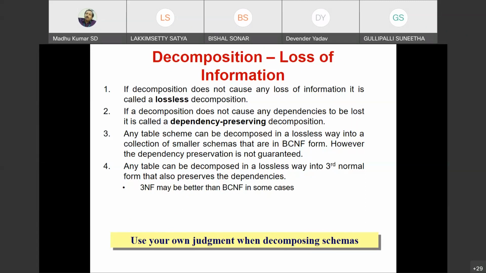So there are lossy decompositions and non-loss decompositions. When you say non-loss decomposition, it means that none of the data should be lost and none of the functional dependencies should be lost. In some cases, when you go for normalization by decomposing the table, you may lose some functional dependencies. That will be losing the meaning of the table.